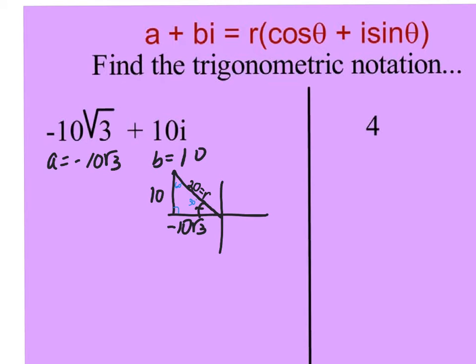So when I plug in, my formula says R, which is 20, times the cosine plus the sine. But wait, you say, and you're right. 30 is only my reference angle. What's my actual angle? If 30 is the reference, then the rest of this must be 150. So I would have 20 times the cosine of 150 plus i sine of 150. That's in degrees, changing into the imaginary plane.